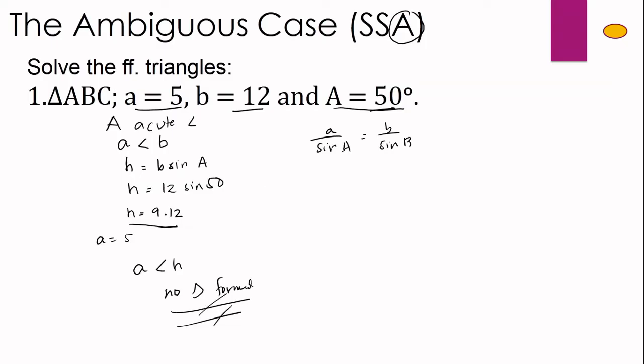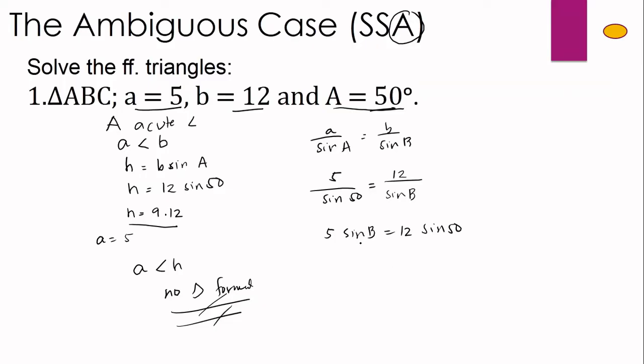So, ganito, a over sine A equals b over sine B. So, we have a, we have 5 over sine A, A is 50. And then b is given 12. Ang kukuhanin naman natin dito is angle B. If we are going to get angle B, yes, cross multiplication, that is 5 sine B is equal to 12 sine 50 by cross multiplication.